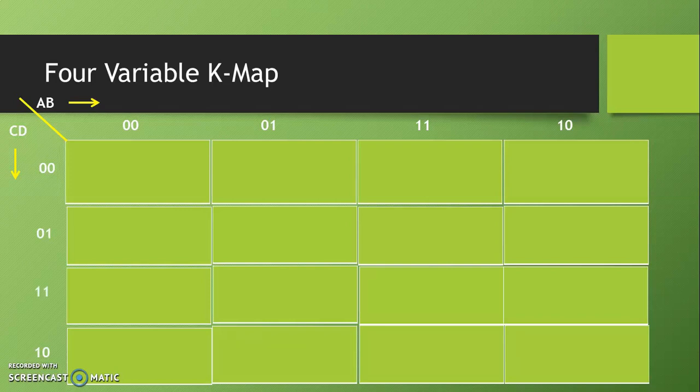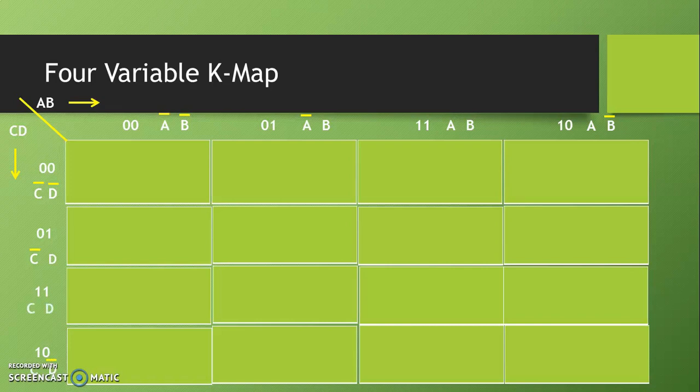If we write product terms, then for 0 0, we know that 0 means complemented, so A bar, B bar. For 0 1, it is A bar, B. For 1 0, it is A, B bar. And for 1 1, it is A, B. In the same way for CD, for 0 0, C bar, D bar. For 0 1, C bar, D. For 1 0, C, D bar. And for 1 1, it is C, D.